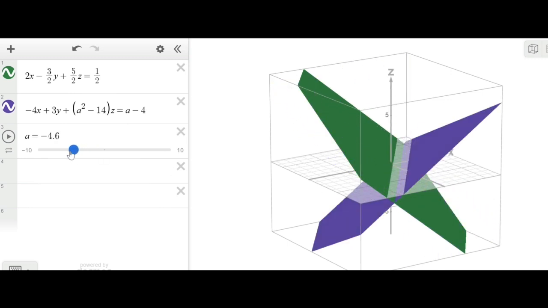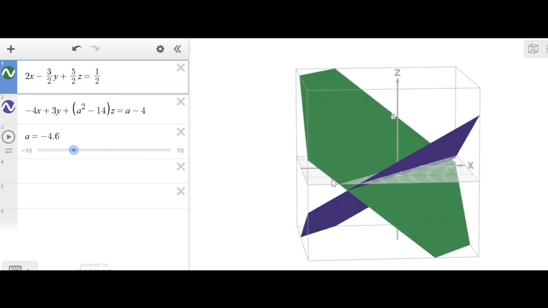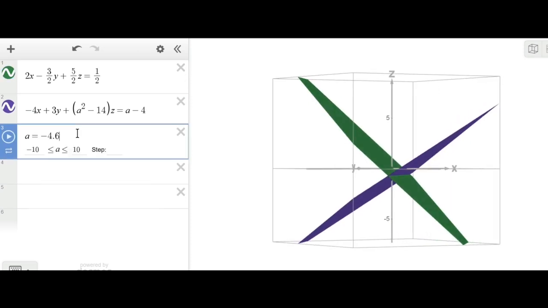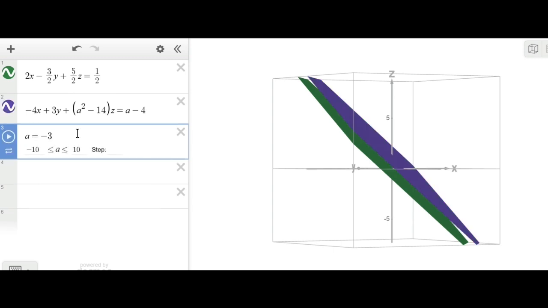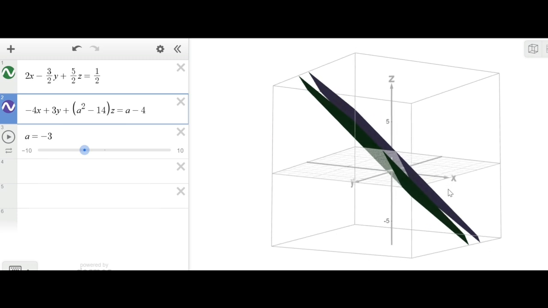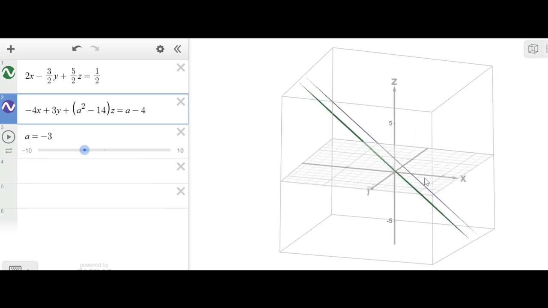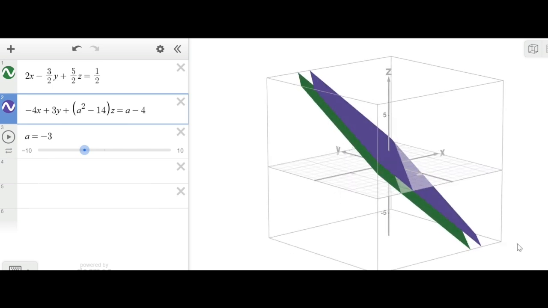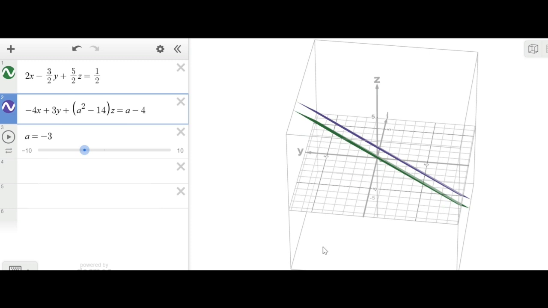Let me move it. See, for any value, they will intersect in a line and they will have infinite solutions. Okay, let's say negative 3, because we said that when it goes to negative 3, it will be parallel, therefore they won't have solutions, definitely won't have infinite solutions. Now I set a as negative 3. Can you see that they are parallel? They are not intersecting at all. You can see the space between them, not intersecting at all. They are parallel, right?